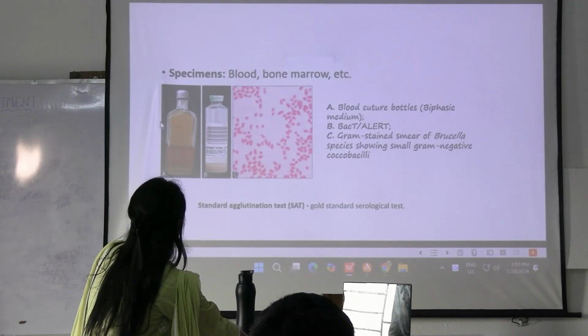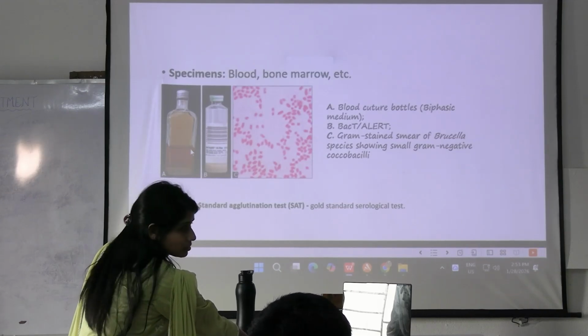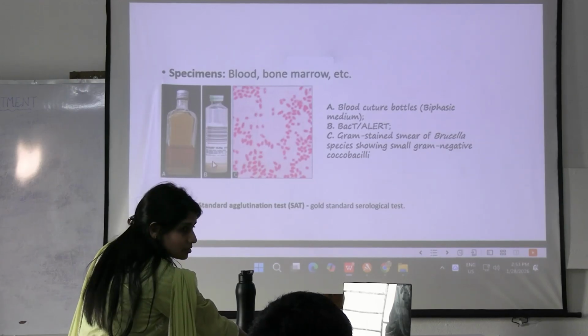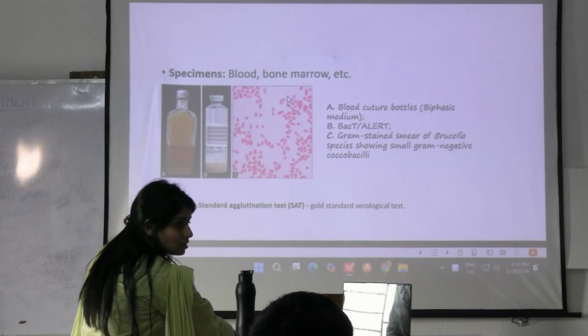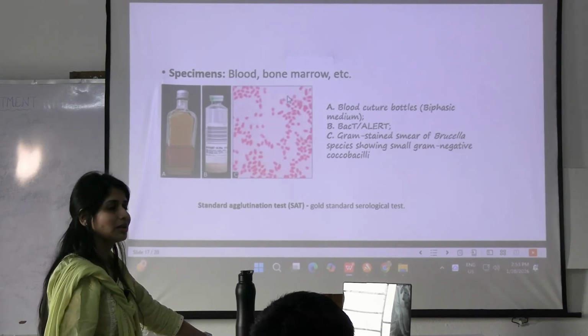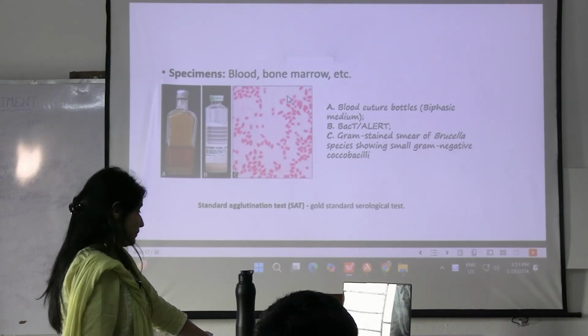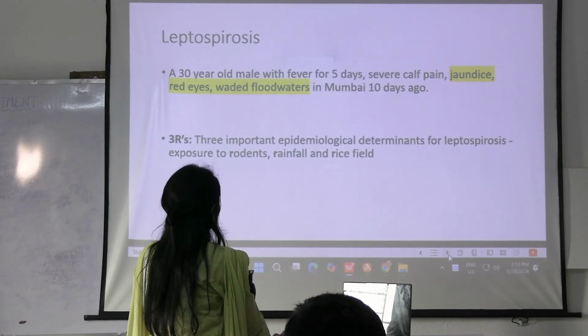What is this picture? Biphasic blood culture bottle, biphasic medium. This is for the automated culture system. This is a gram stain smear, gram negative cocobacilli. Then what was the last disease that you studied about?